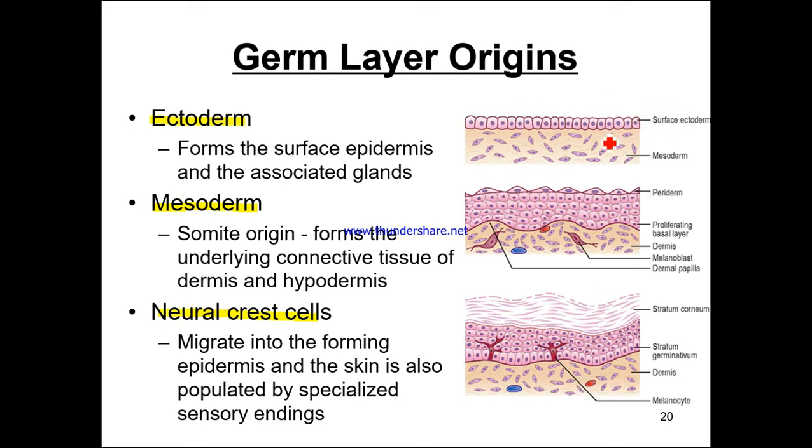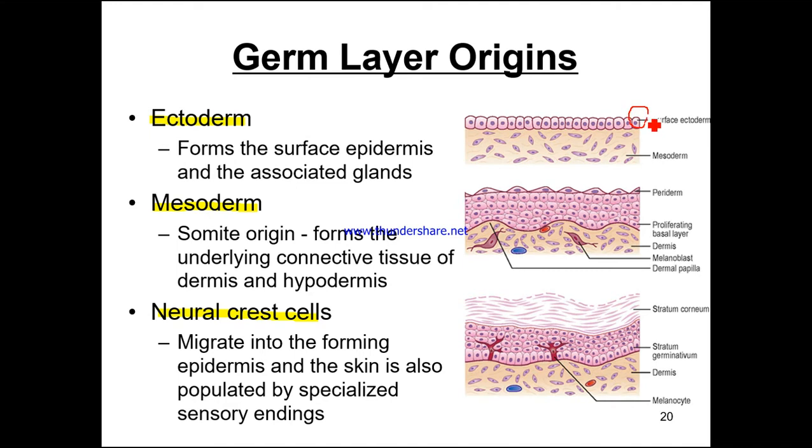So here we have a cross section. We have the surface ectoderm, and we have the mesoderm. So this is the outside world, and here we have the inside world. We have the periderm, the proliferating basal layers, the dermis, the melanoblast and the dermal papilla, all of which we'll start to identify as we go through our histology over the next few weeks.